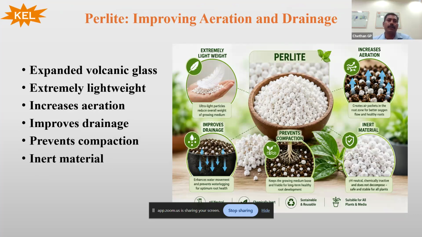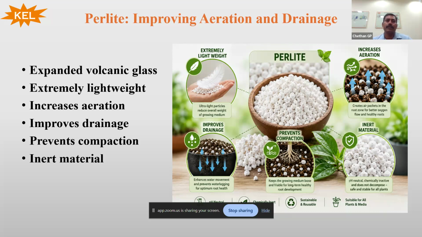Perlite is a naturally occurring volcanic rock that expands when it is heated to a very high temperature, producing lightweight white granules with numerous internal air spaces. Although it appears simple, perlite plays a critical role in soilless substrate formulation. Unlike cocoa peat, which primarily stores water, perlite increases the amount of air available around the root system.